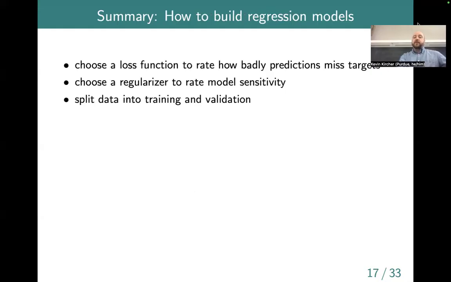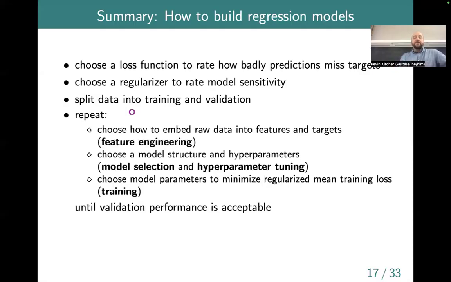All right, so with all the bells and whistles of this workflow, overall, basically the workflow for machine learning, for regression specifically, we choose a loss function that rates how badly we're missing the targets that we're trying to predict. We choose some regularization, and we split the data into training and validation. This may be done in a k-folds sense. And then we repeat this design loop. So we choose our embeddings. And this process of choosing good embeddings, by the way, is called feature engineering.